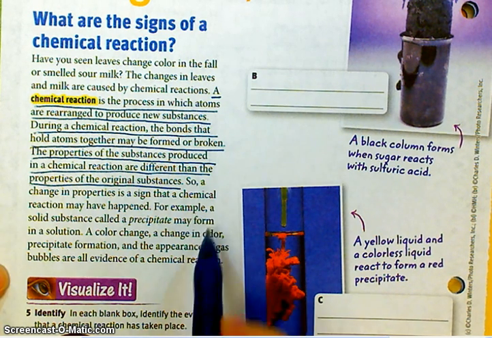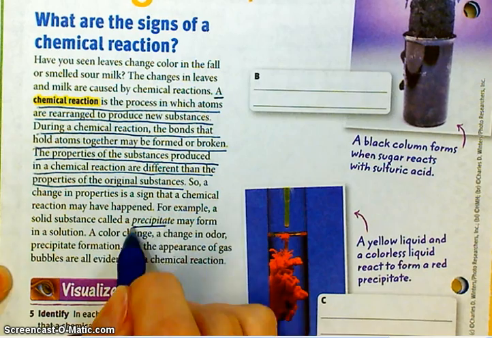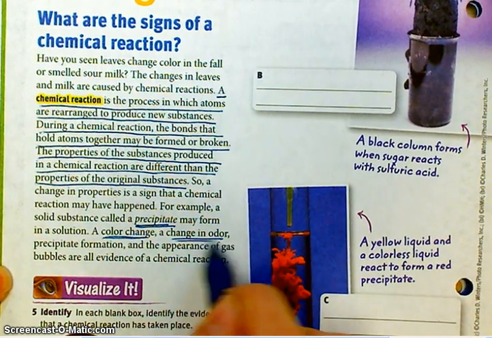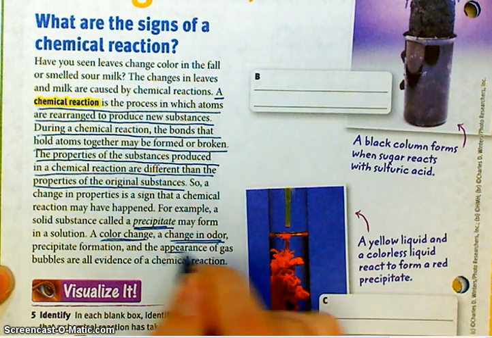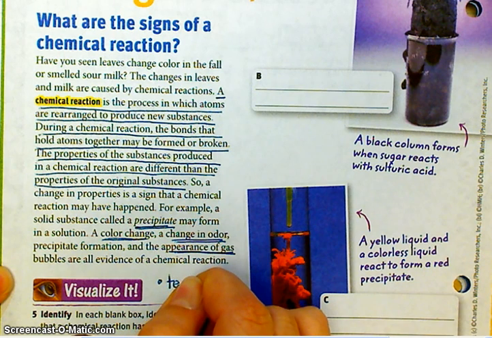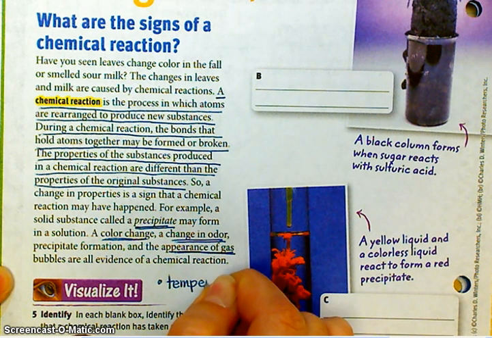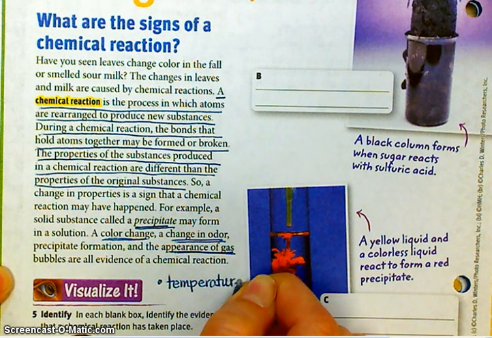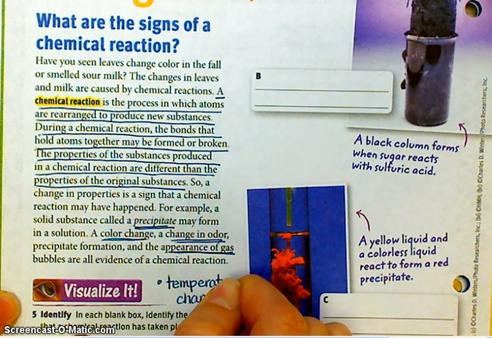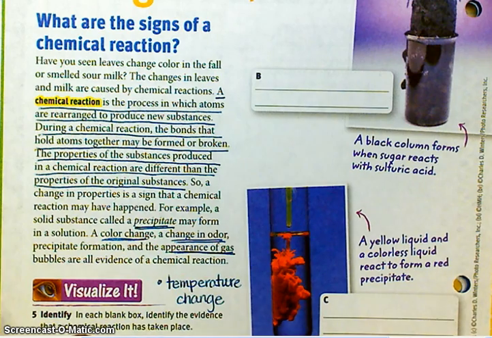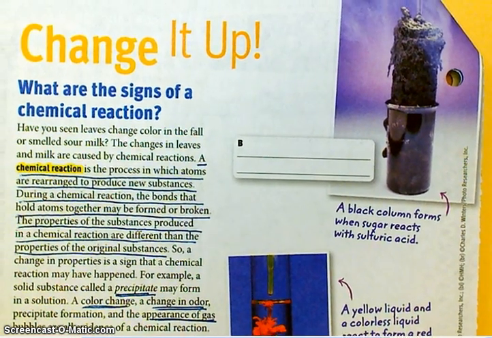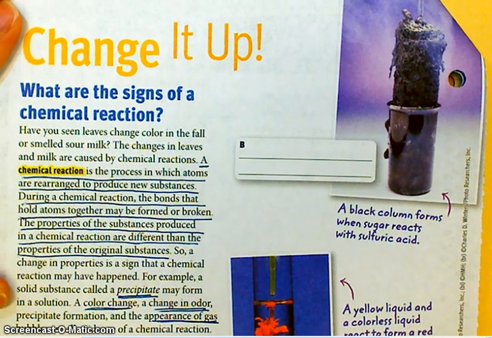For example, it says, a solid substance called a precipitate may form. A color change may happen. A change in odor. A gas may form. And a temperature change may occur also. And I'm talking about temperature changes that occur without you putting something on the stove or in the freezer or something like that. A temperature change that happens on its own. Okay? All right, we've got a couple of examples of chemical reactions to look at. And when I get back, we will look at a few more.